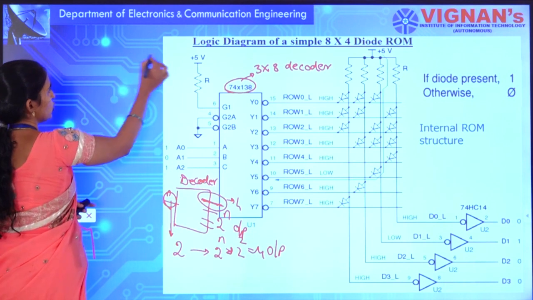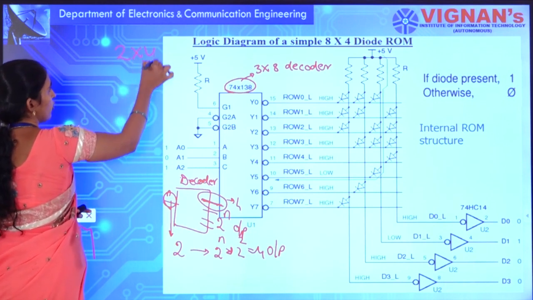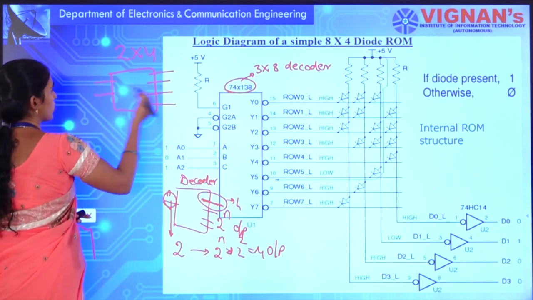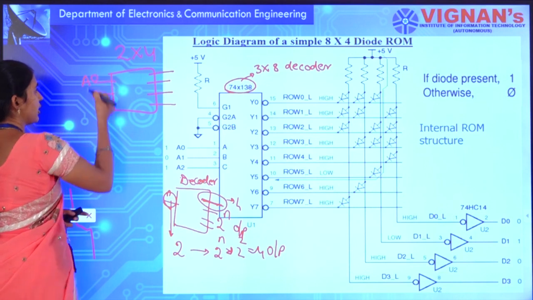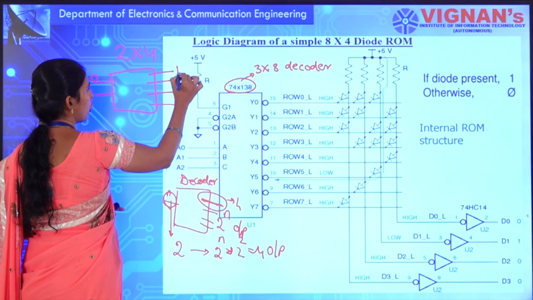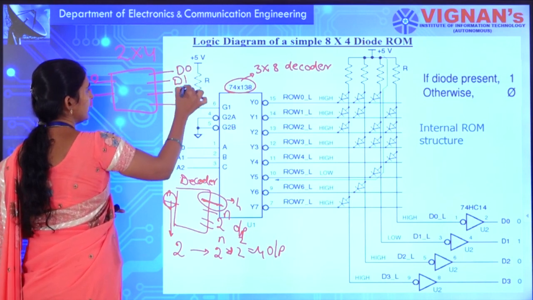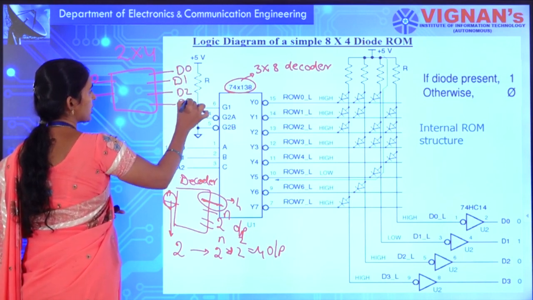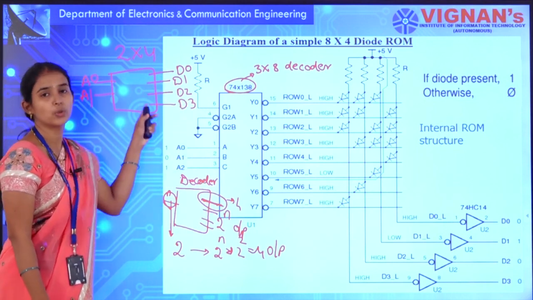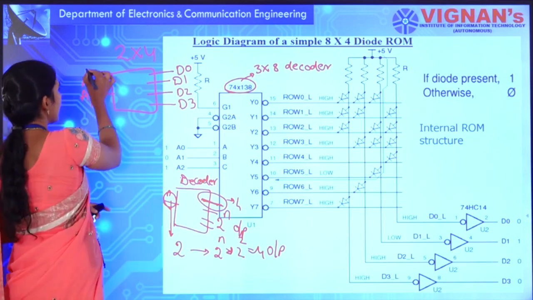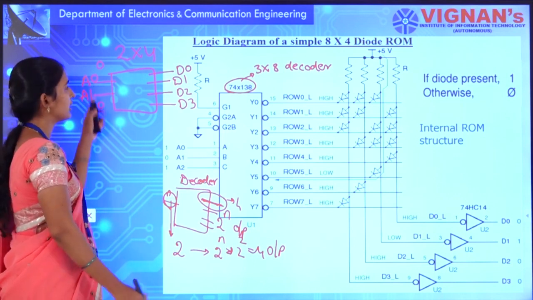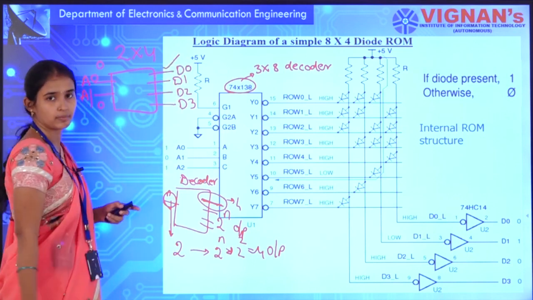Suppose it is a 2 to 4 decoder. What is it taking? It takes 2 inputs and provides 4 outputs. Suppose I am considering the inputs as A0 and A1, and it is providing 4 outputs, that is D0, D1, D2 as well as D3. So based on your input, only one output will be high at a time. Suppose I consider A0 is 0 and A1 is 0. At that particular input, only D0 will be high.